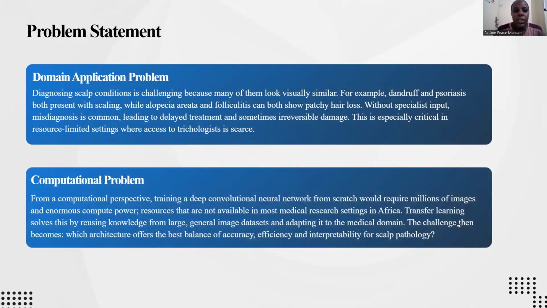Then I'm going to talk about the problem statement. The problem statement is divided into two dimensions. We have the domain application problem, which explains that scalp and hair conditions are visually deceptive. This implies that you cannot conclude it's a specific condition just by looking at an image, because a condition like dandruff and a disease like psoriasis both show scaling in an image presented to the model. It would have an element of scaling, so we can't know if it's dandruff or psoriasis.